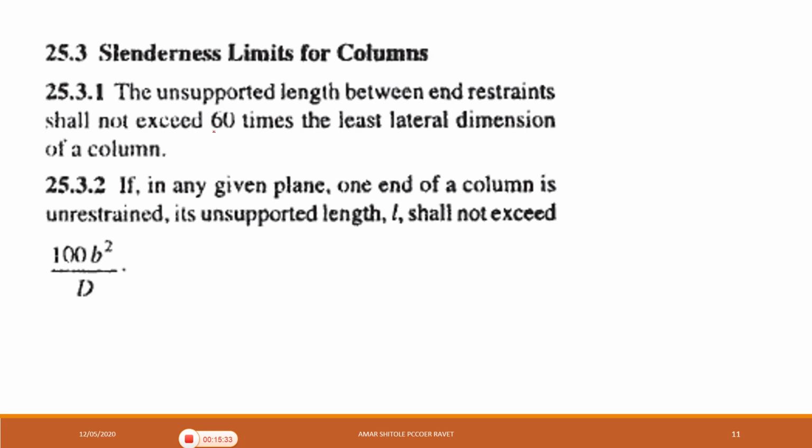This means there are two cases given for the slenderness ratio. One is the unsupported length between the restraints, meaning both ends are restrained, where the slenderness ratio should not exceed 60 times the least dimension. And this is the case for the cantilever column, where one end is not restrained. So for cantilever columns, we can calculate the limit by 100 b square by d. When we consider the cross section, one dimension is b and another dimension is d. So this is the limit we must consider while designing the column.